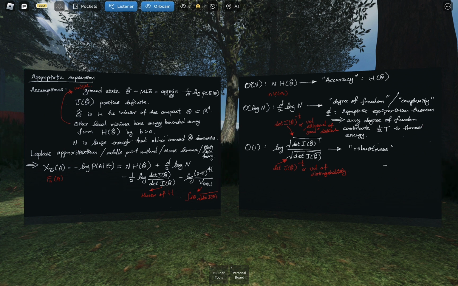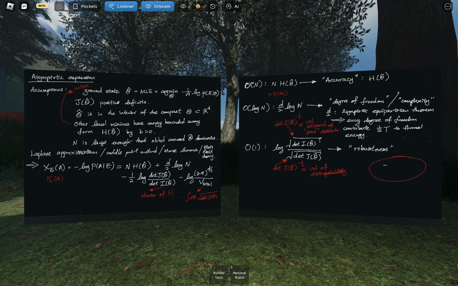So the ratio between these two has the meaning of how many distinguishable, almost true distributions they are, right? The more... okay, let me draw a picture.